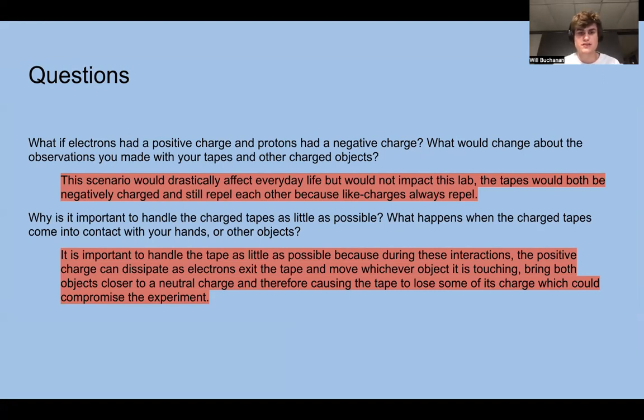And it's important to handle the charged tapes as little as possible because when you're handling and messing around with the tape, the electrons are jumping over from the tape to your hand and causing the charge to be lost. And you don't want this because you want the tapes to be charged up so that when they interact, they display this charge and repulsion force. If you interact with the tape too much, it could lose its charge and nothing will happen in your experiment, which is what you do not want.